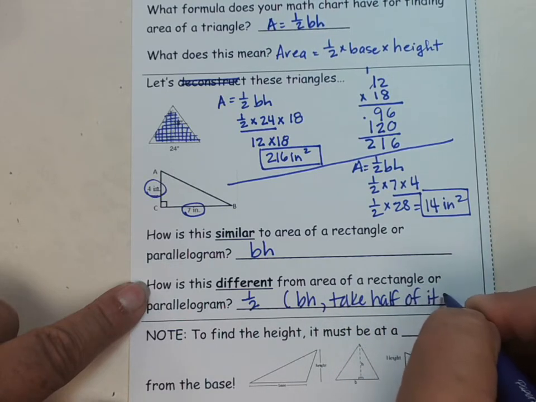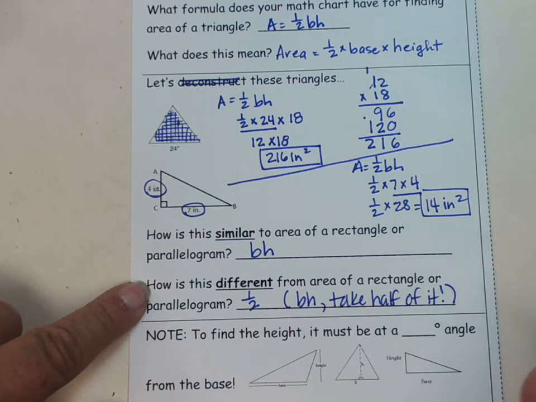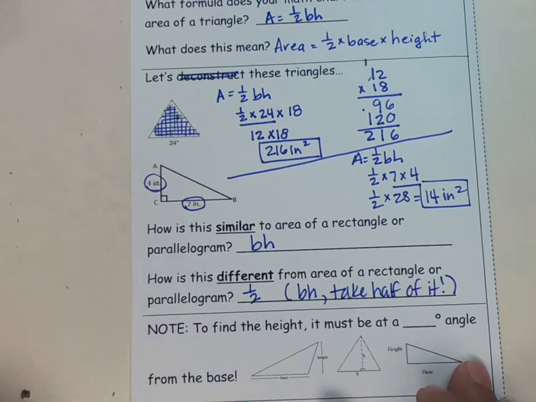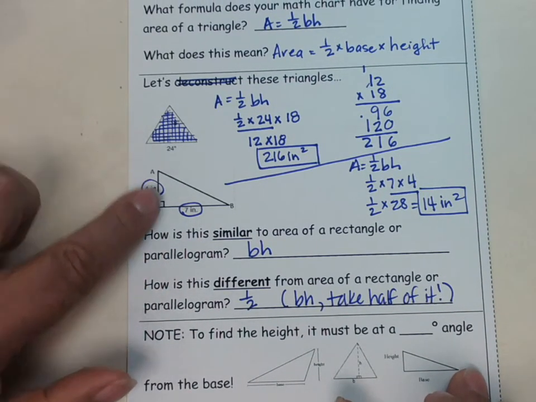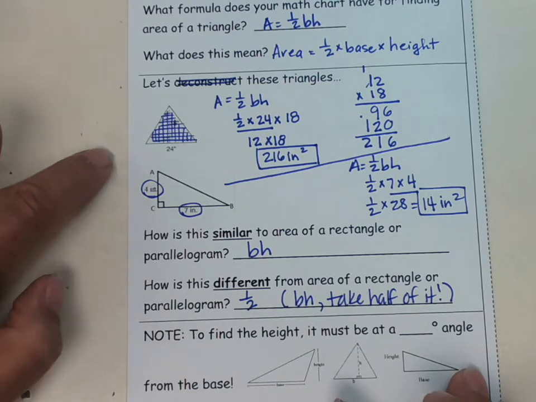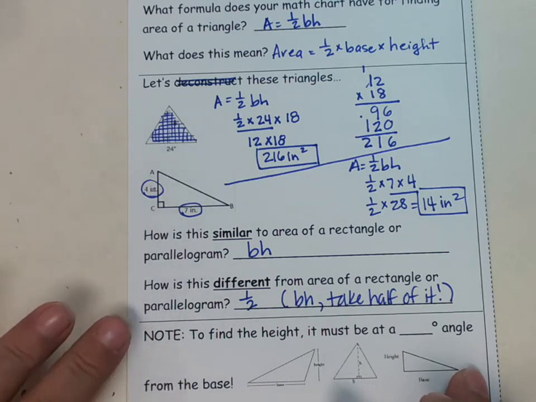All right. The biggest mistake people make is they just do base times height for triangles. Triangles is not full base times height. It's half of the base times the height.